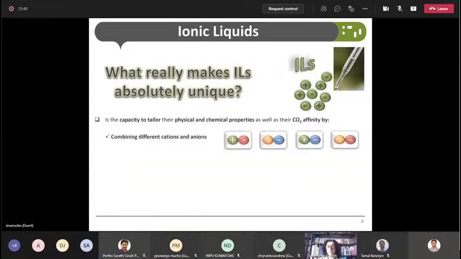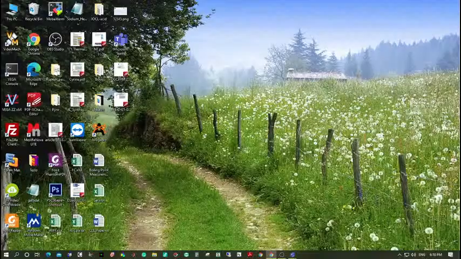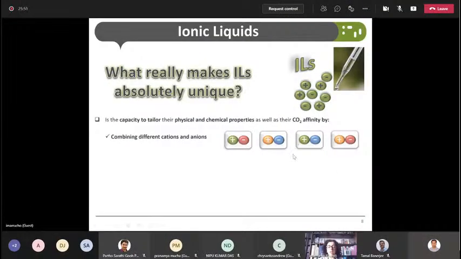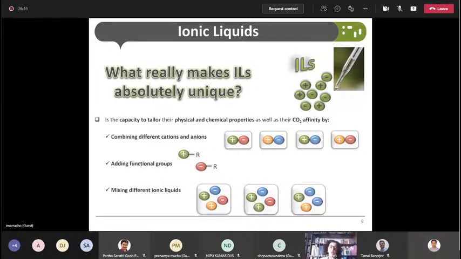Okay, so what makes these ionic liquids unique for CO2 applications? To start with, their tunability through the combination of different cations and anions. We said yesterday that there could be more than 1 million ionic liquids ready for us to prepare. Then the possibility of even further tuning by introducing functional groups in those commercially available ionic liquids. And last but not least, we can also play around with different mixtures of ionic liquids.